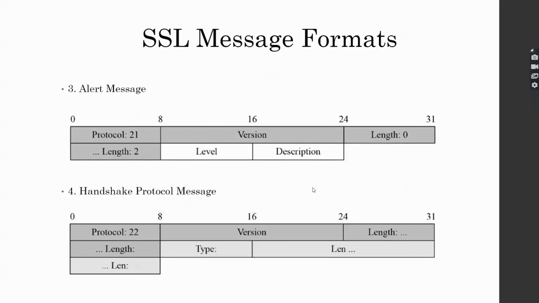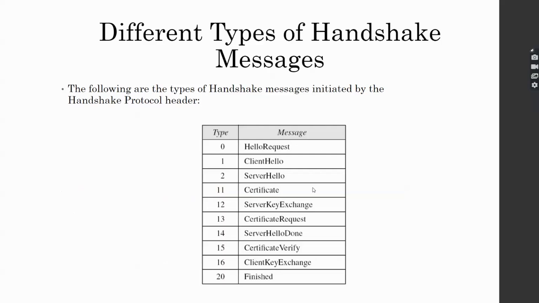And fourth one is the Handshake Protocol message. Its header has type and length. There is a type of 8 bits and length of 24 bits. Next slide, please. And the different types of handshake messages. The following are the different types of messages invited by the handshake protocol as shown in the image. Next slide.